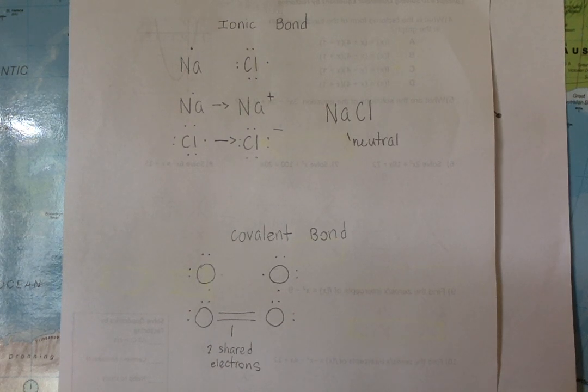The properties of an ionic compound are determined by the ionic bonds that hold them together. In its solid state, an ionic compound is a crystal.